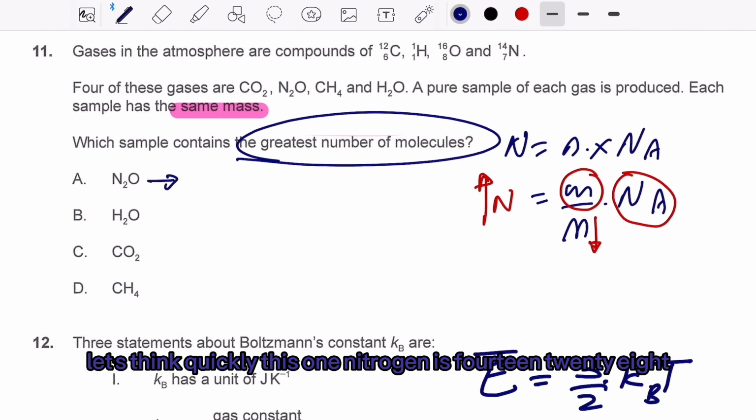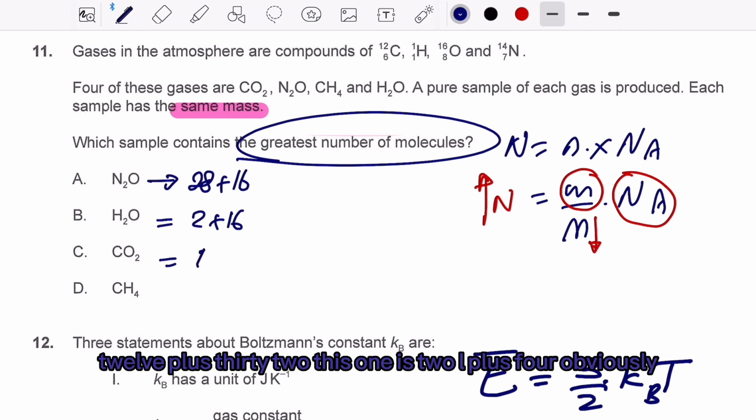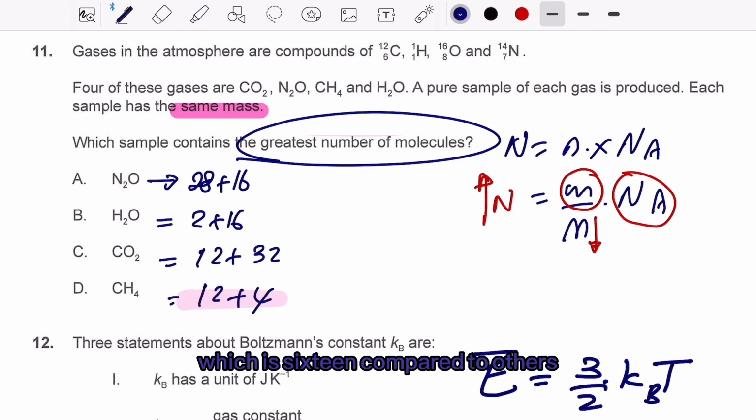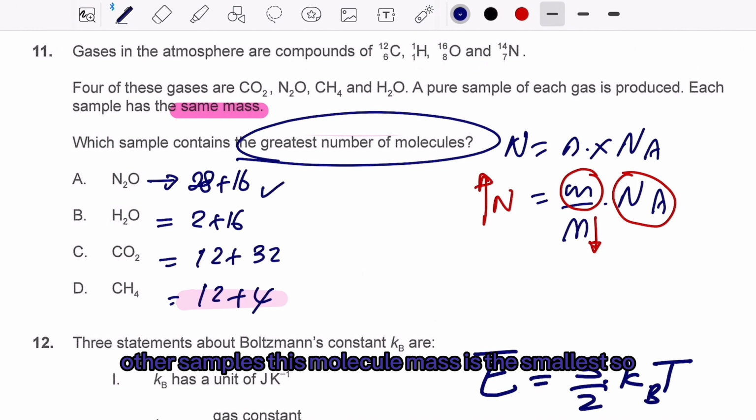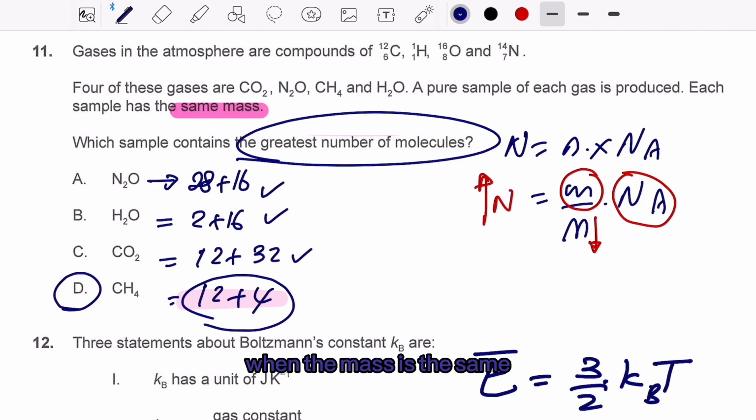Let's think quickly. This one, nitrogen is 14, so 28, 28 plus 16. This one, 2 plus 16. This one, 12 plus 32. This one is 12 plus 4. Obviously this number is the smallest, which is 16, compared to the other samples. This molecular mass is the smallest, so this one has the highest number of molecules when the mass is the same.